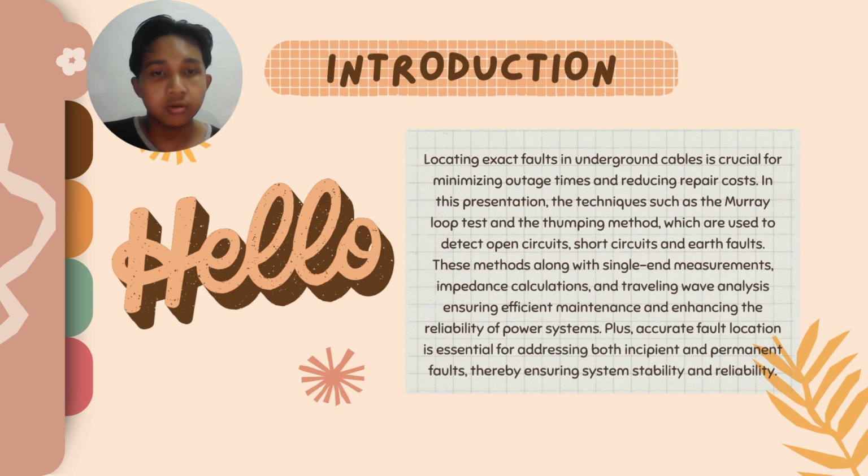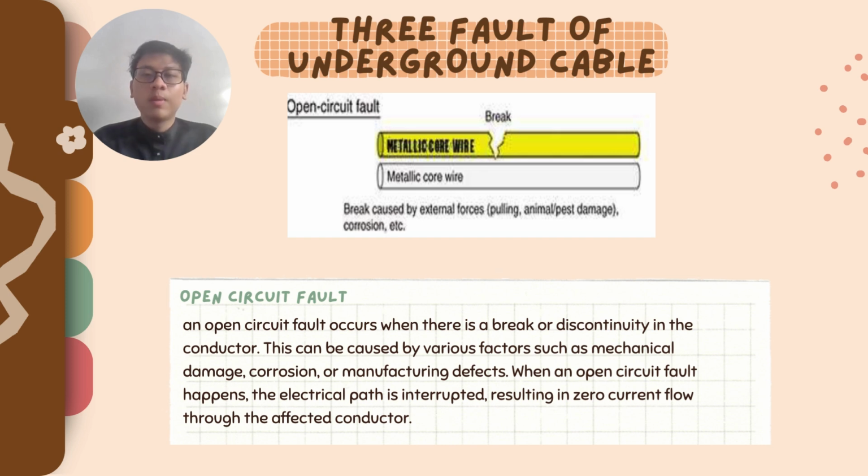Plus, it will provide accurate fault location, which is important for addressing both incipient and permanent faults, thereby ensuring system stability and reliability. So for the three faults of underground cable, the first one is open circuit fault. An open circuit fault occurs when there is a break or discontinuity in the conductor. This can be caused by various factors such as mechanical damage, corrosion, and manufacturing defects. When an open circuit fault happens, the electrical path is interrupted, resulting in zero current flow through the affected conductor.